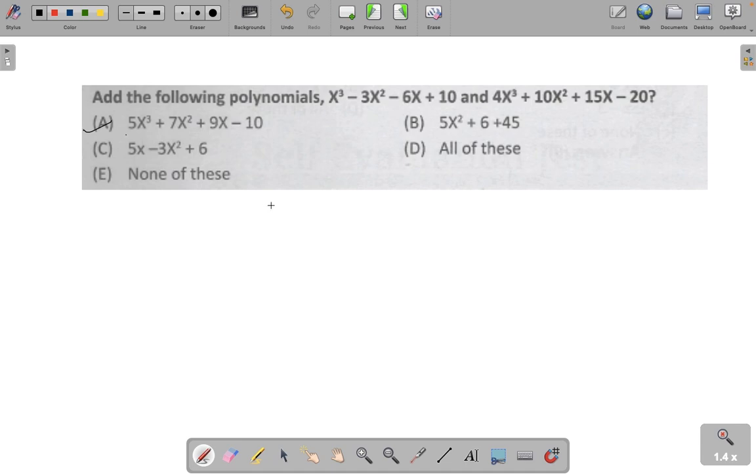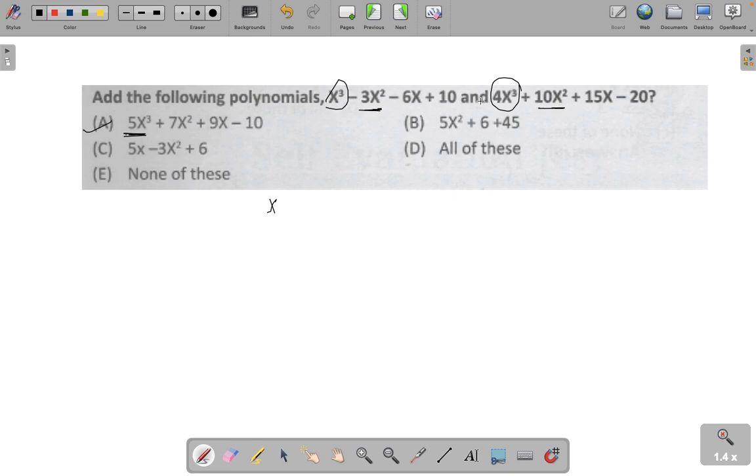See, for those who are not able to get it, you'll just write the terms like this. You'll just have to identify like terms. For example, x cube. So this is x to the power 3 and you have 4x cube. Right, so these two are like terms. So you'll just add the like terms. So 4 plus 1 will give you 5. So you'll have 5x cube.